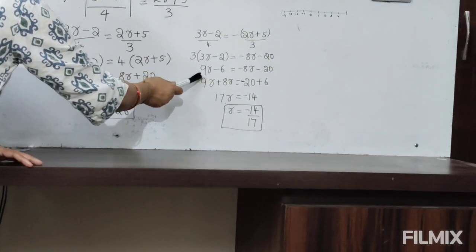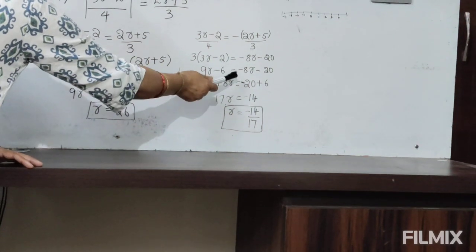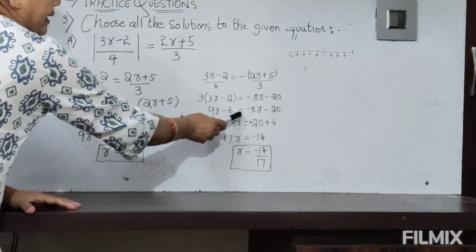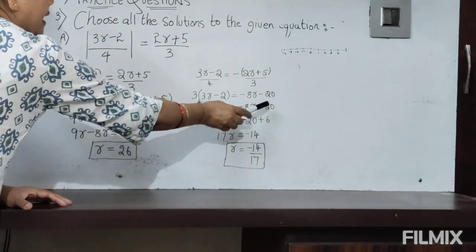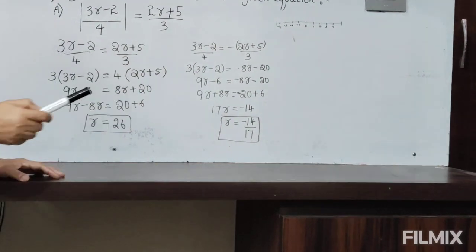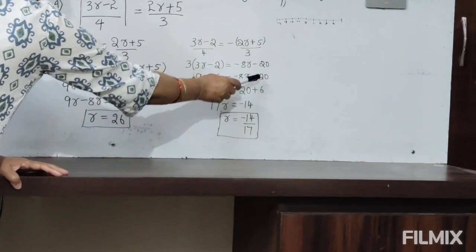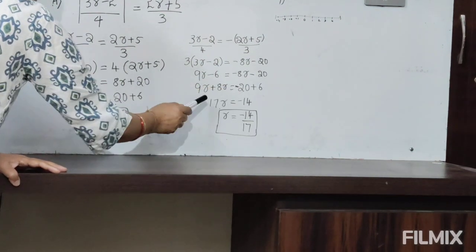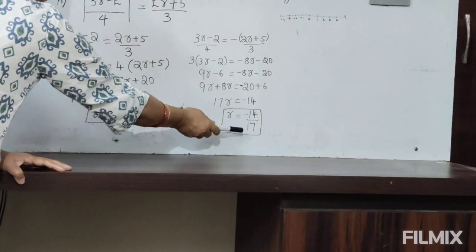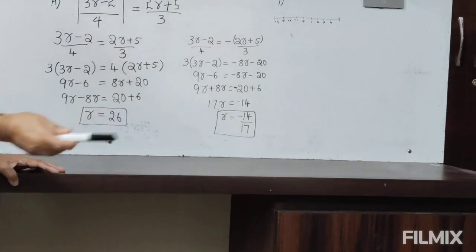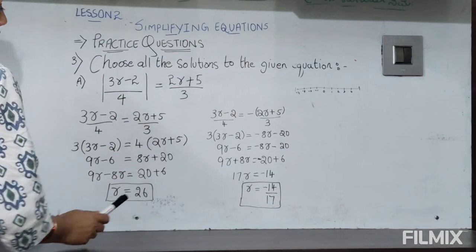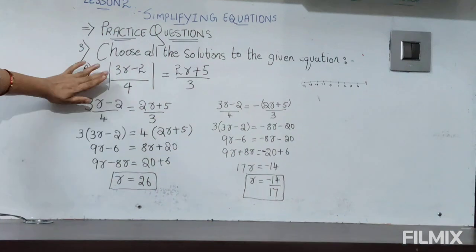So, 3 threes are 9r minus 6 is equal to, I have not written 4 here. Please make a note. 9r minus 6 is equal to minus 8r minus 20. So 9r plus 8r, once again transposing takes place here, is equal to minus 20 plus 6. 17r is equal to minus 14. r is equal to minus 14 by 17. So the answer is r is equal to 26 and r is equal to minus 14 by 17. These are the two solutions for this question.